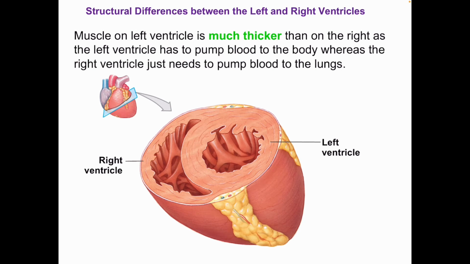An important point to know about the differences between the left and right ventricles: the muscle in the left ventricle is much thicker than the muscle of the right ventricle, and that is because the left ventricle has to pump blood all around the body, whereas the right ventricle only has to pump blood to the lungs. Again, if you watch the video on the heart dissection, you will actually be able to see the difference on a real heart.